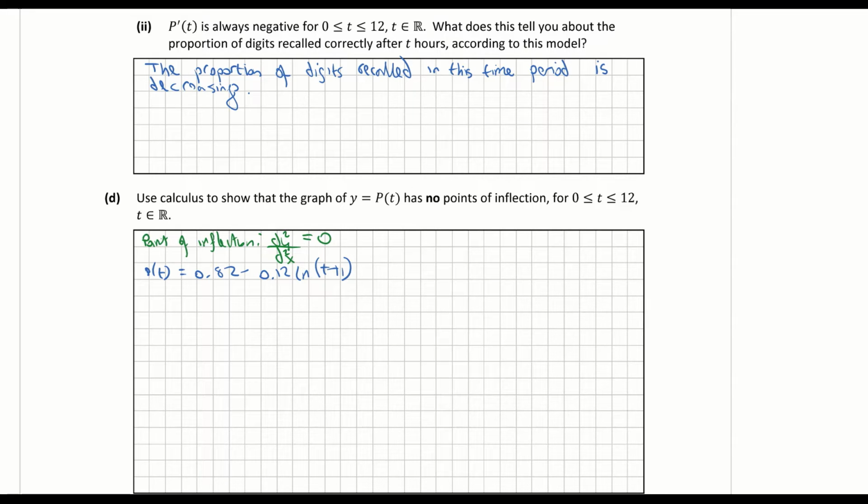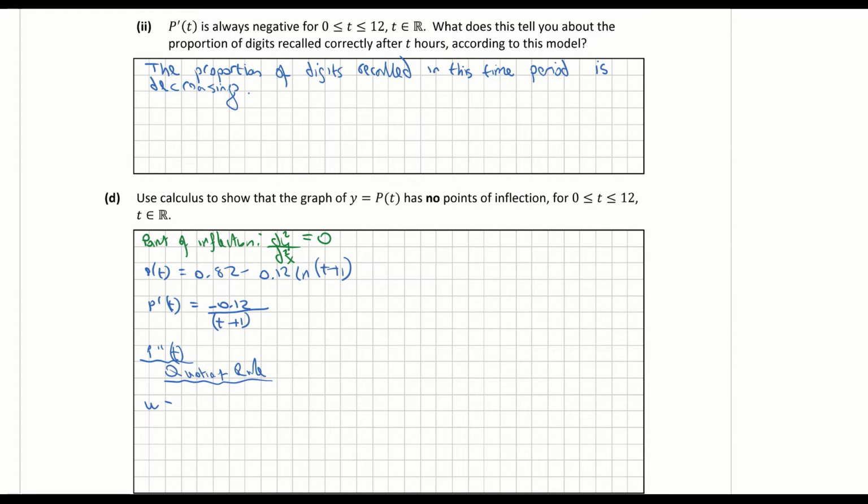From C part 1 we found the first derivative to be minus 0.12 over t plus 1. So that was our first derivative. Now I need to get the second derivative. In order to find the second derivative, I have a fraction here, so I'm going to use the quotient rule from my log tables.